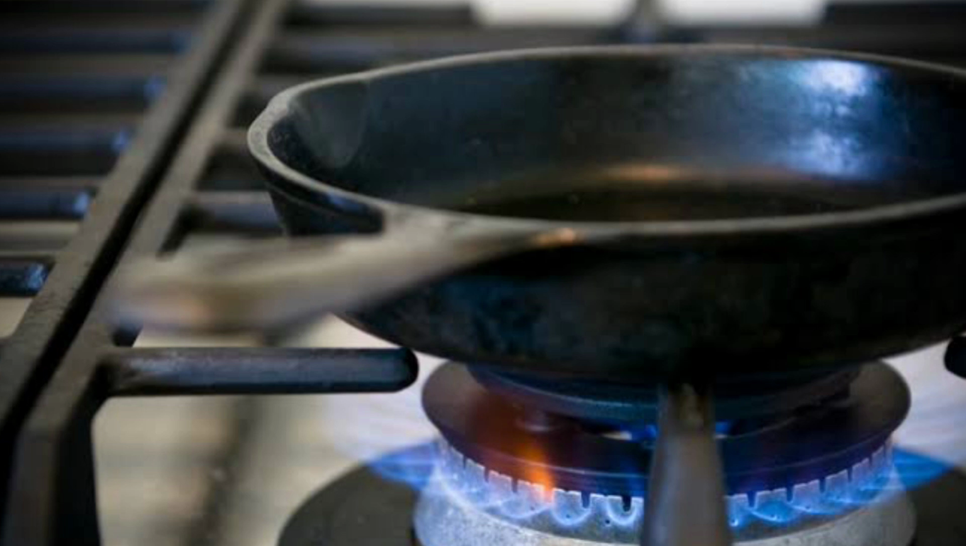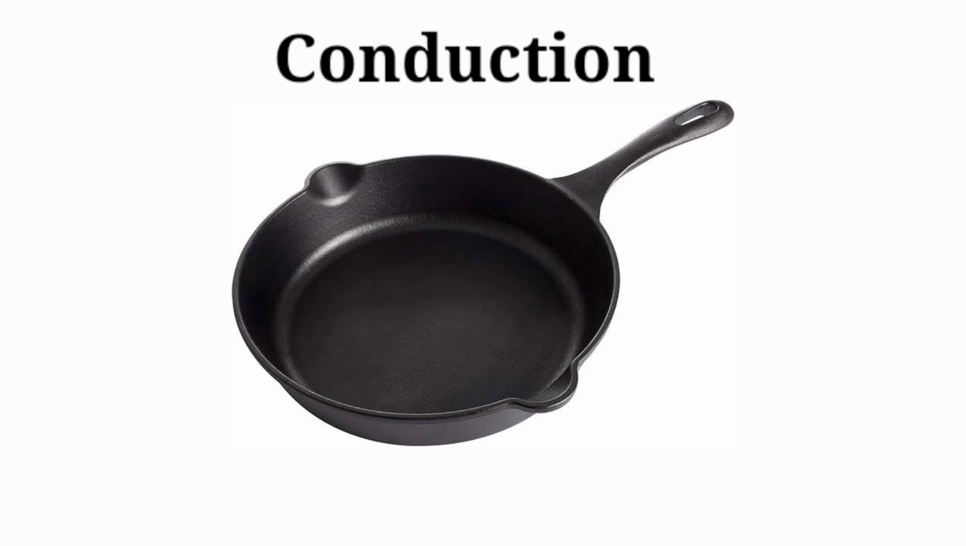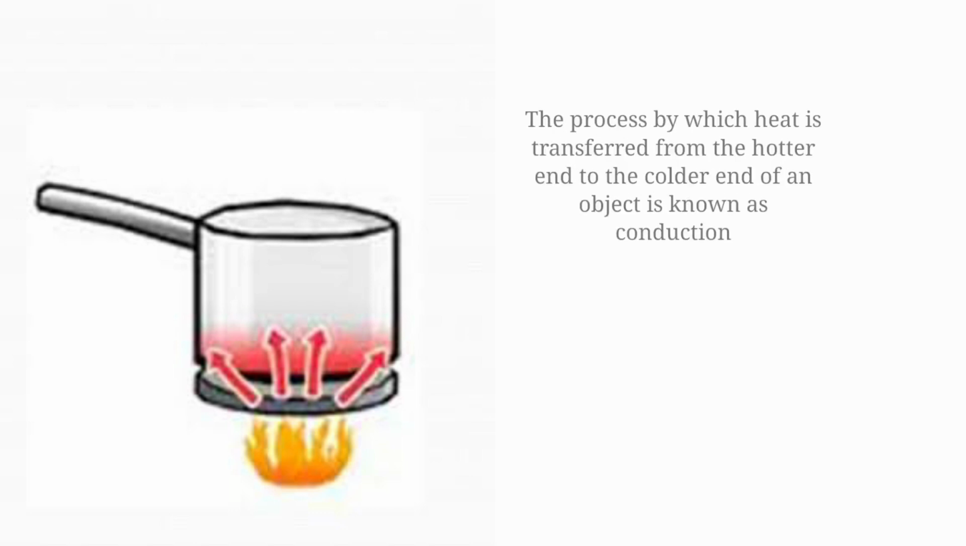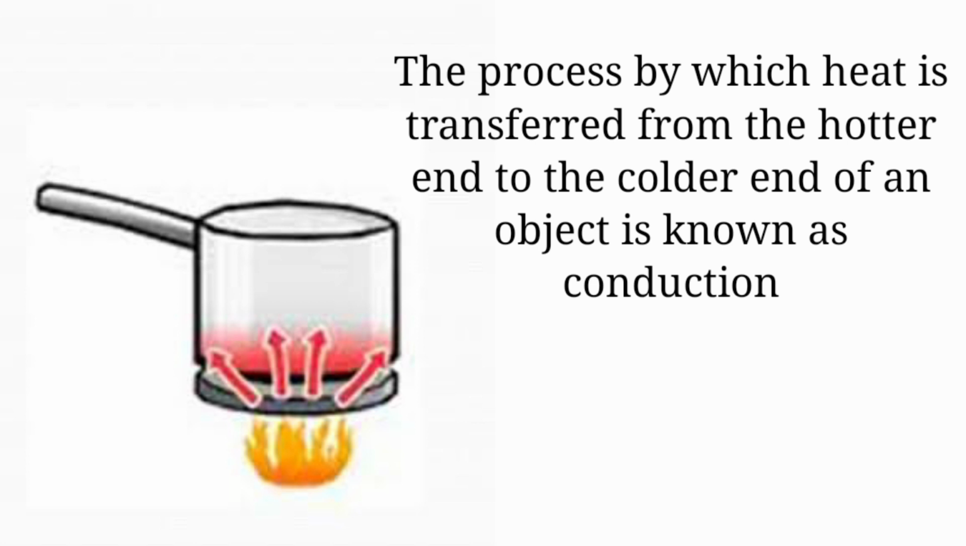When the pan is removed from the fire, it slowly cools down because the heat is transferred from the pan to its surrounding. Therefore, we can understand that in both cases the heat flows from a hotter object to a colder object. This process is known as conduction. So the definition of conduction is the process by which heat is transferred from the hotter end to the colder end of an object.